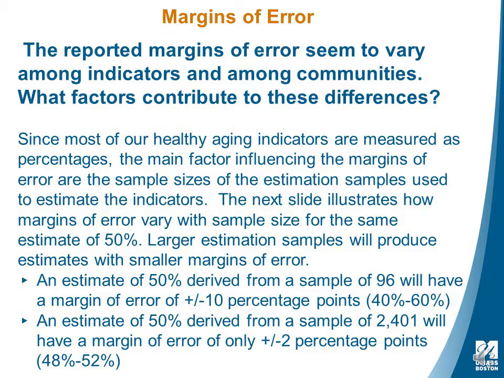For example, an estimate of 50% derived from a sample of 96 will have a margin of error of plus or minus 10 percentage points. The 95% confidence interval will range from 40% to 60%. An estimate of 50% derived from a much larger sample of 2,401 will have a margin of error of only plus or minus 2 percentage points, producing a 95% confidence interval ranging from 48% to 52%.